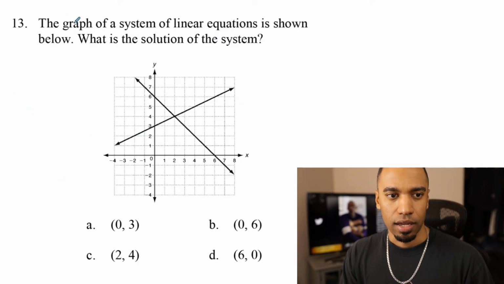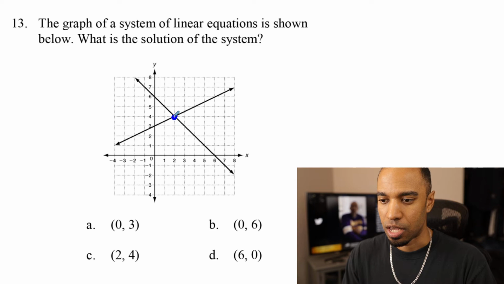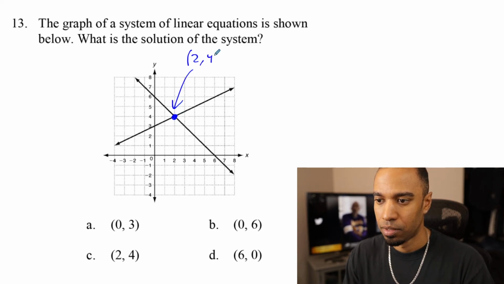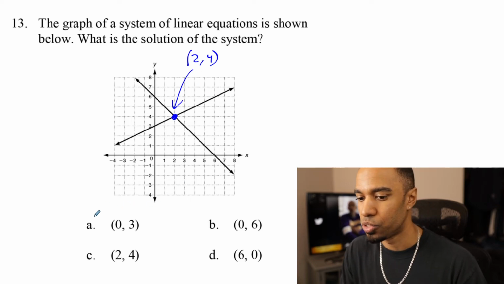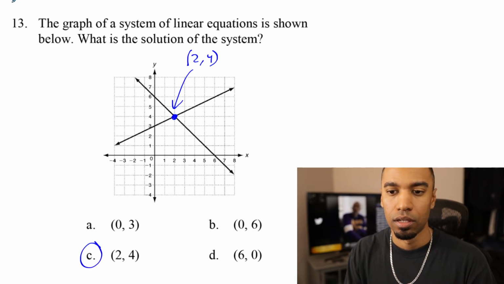All right, number 13. The graph of a system of linear equations is shown below. What is the solution of the system? I'm not going to spend a lot of time on this one. This is the point of intersection, (2, 4). That is the answer. Wherever they intersect is the solution. It looks like it's going to be C.